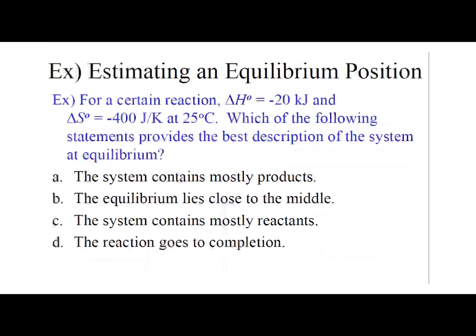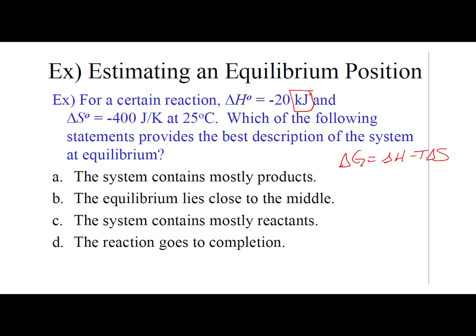So looking at this example, for a certain reaction, the delta H is negative 20 kilojoules. The delta S is minus 400 joules per Kelvin at 25 degrees Celsius. Which of the following statements provides the best description of the system at equilibrium? And so we can figure out the delta G, if you remember that delta G equals delta H minus T delta S. I will caution you again.